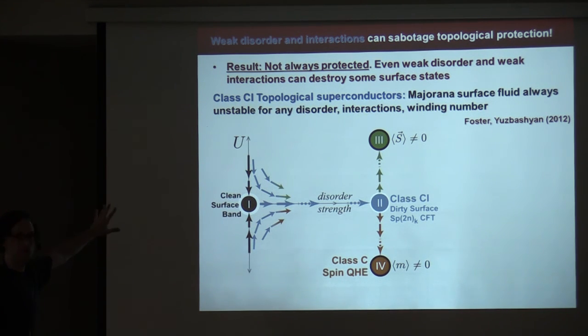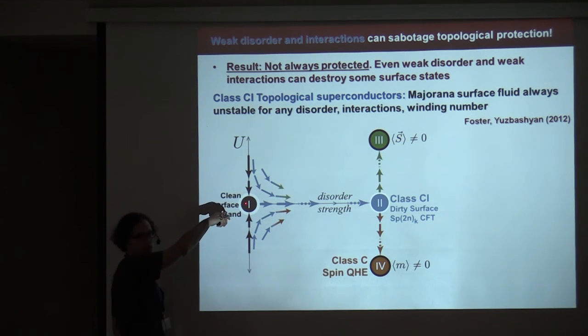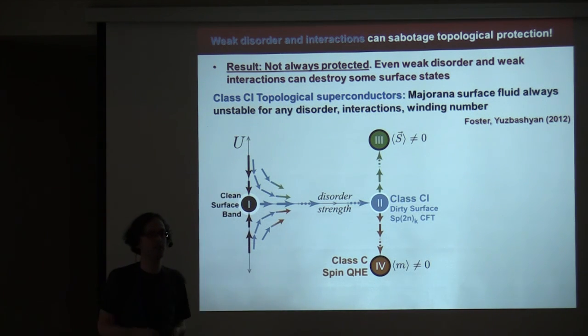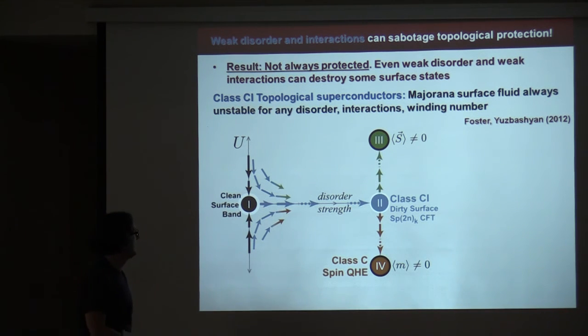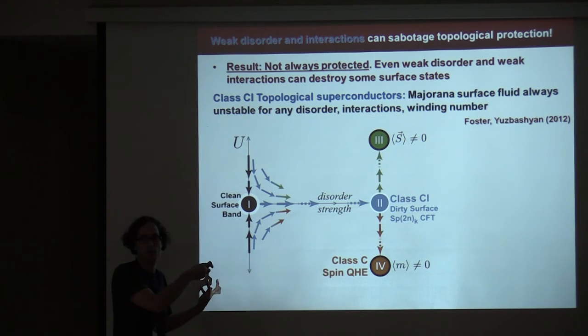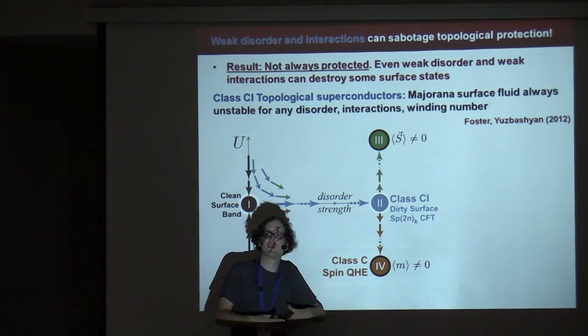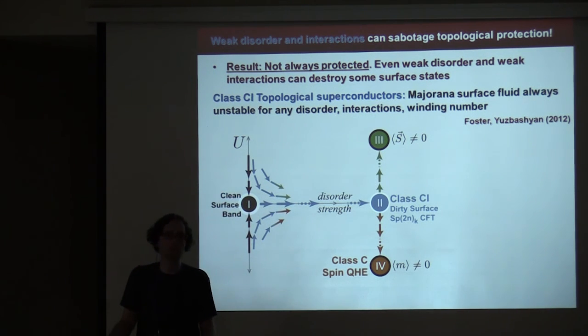And so we can draw the following phase diagram. So here is my clean, ideal Majorana surface fluid. If I turn on generic short-range interactions, they're irrelevant because I have a Dirac dispersion, vanishing density of states. Okay, no problem. Now, if I turn off interactions, turn on disorder, disorder is always a relevant perturbation, and it flows me to this conformal field theory, which is really a description of the statistics of the wave functions.